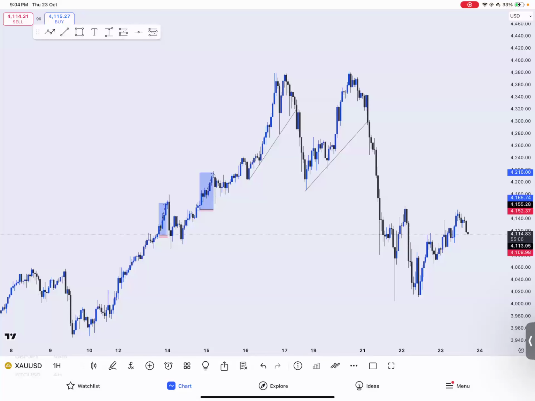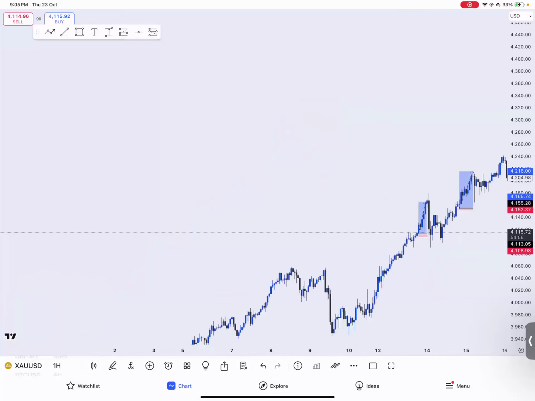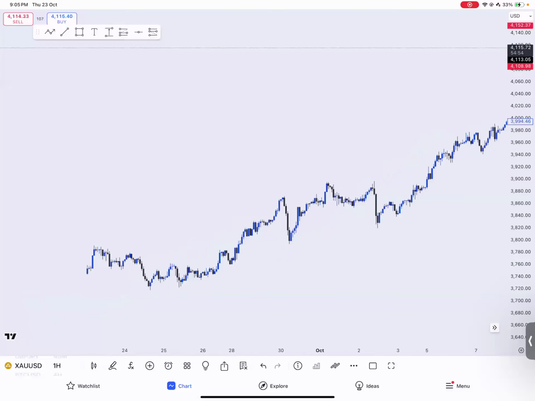So yeah, in this particular class, this one is on the different types of liquidity that we have in the market and how we take our profits in the markets using those types of liquidity.